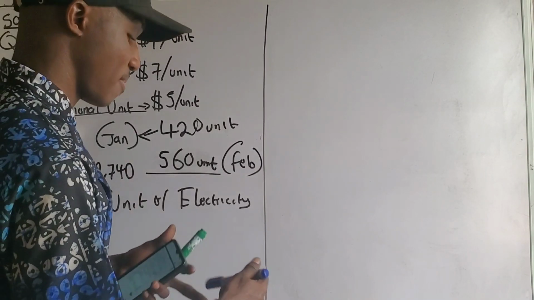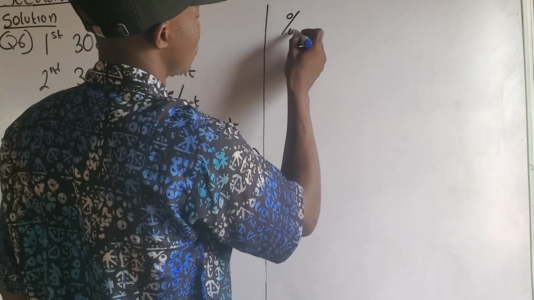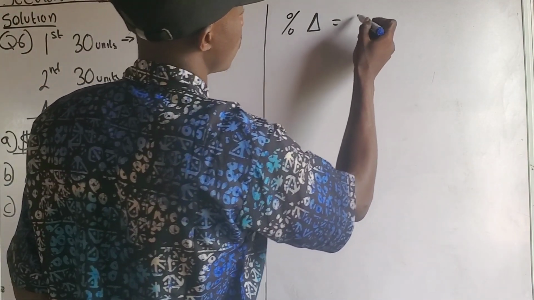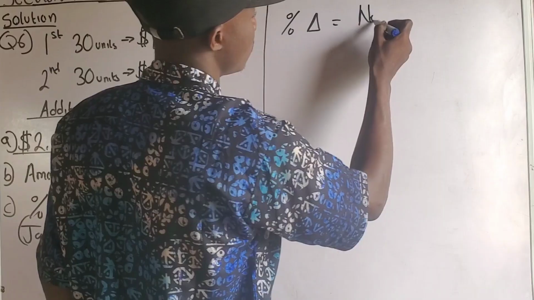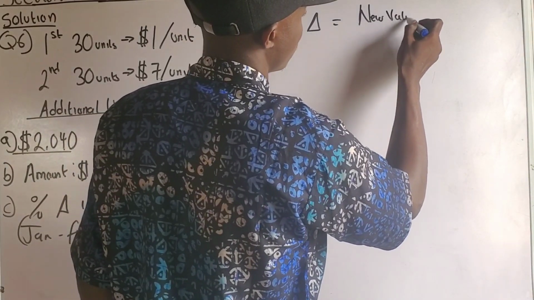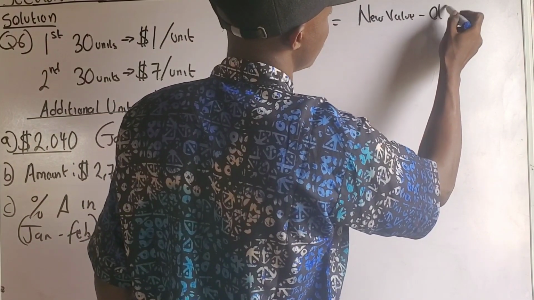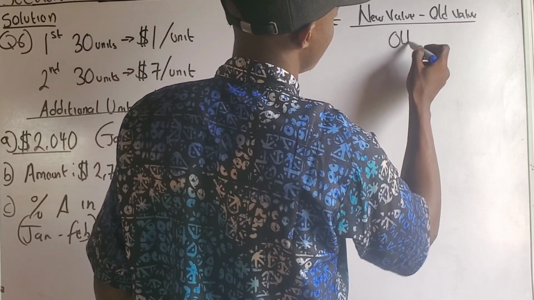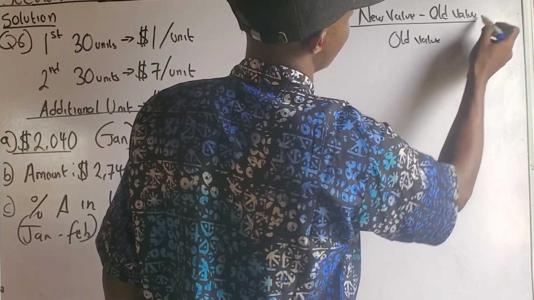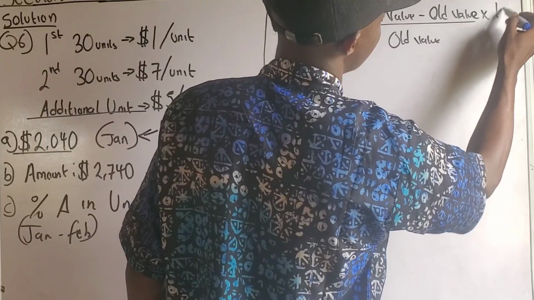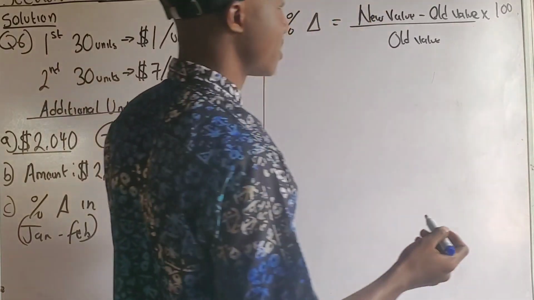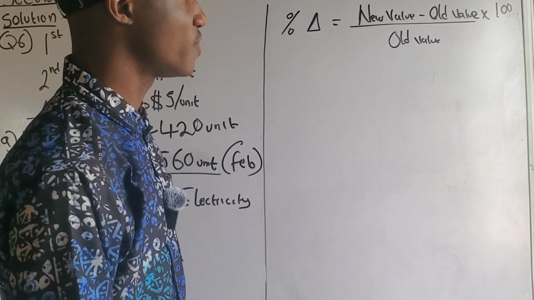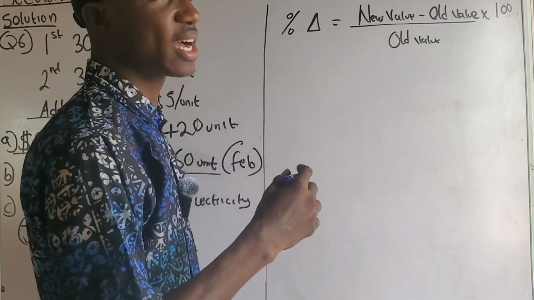This is the formula. Percentage change is equals to new value minus old value all over old value multiplied by 100. Okay, multiplied by 100. Are you getting it? New value minus old value over old value times 100.